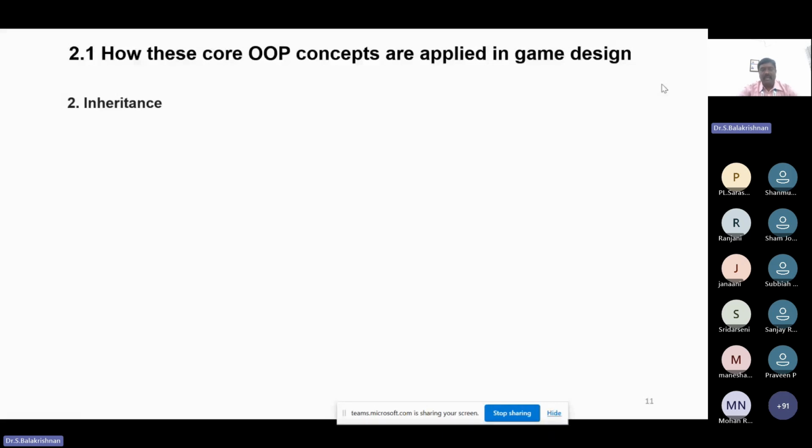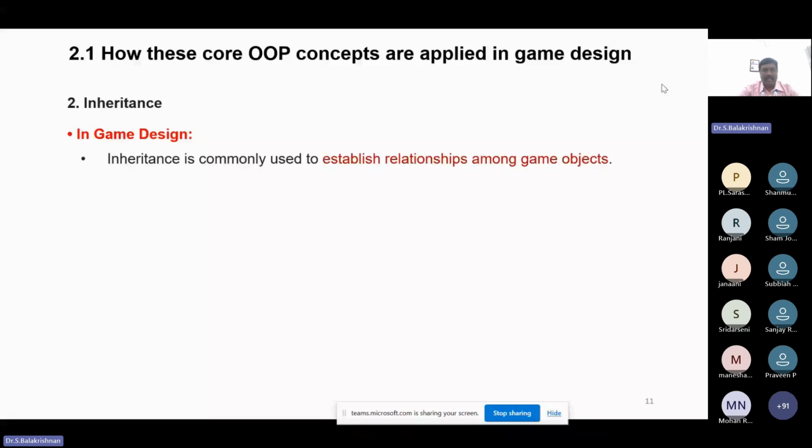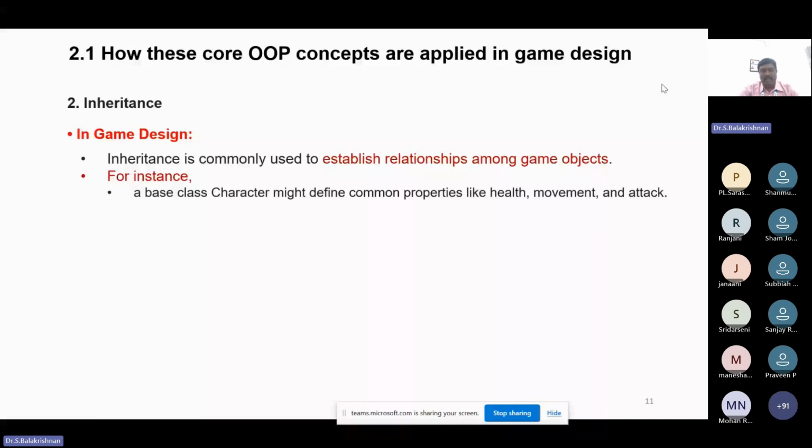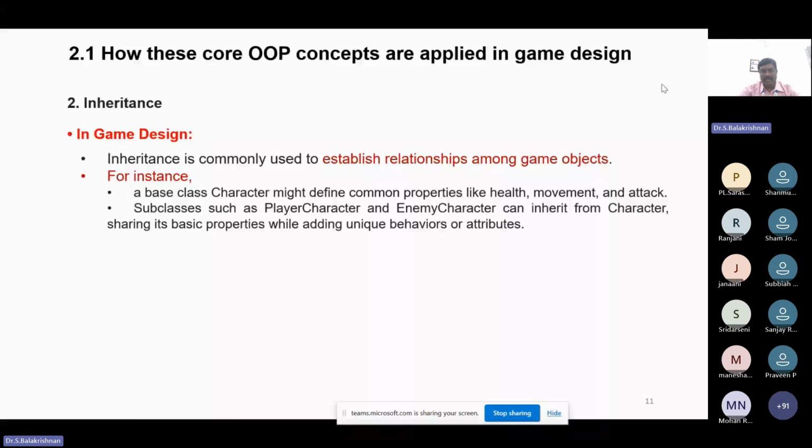In game design it is commonly used to establish relationships among game objects. For example, a base class Character might define common properties like health, movement, and attack. Subclasses such as a player character and an enemy character can inherit from Character, sharing those common properties that are available in the base class itself, and we can even call them in the subclass, adding unique behavior or attributes. That's a very important purpose.